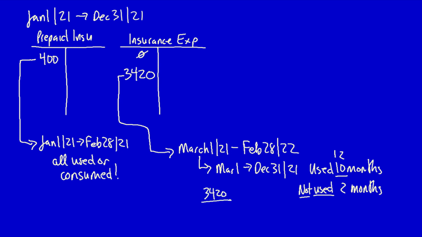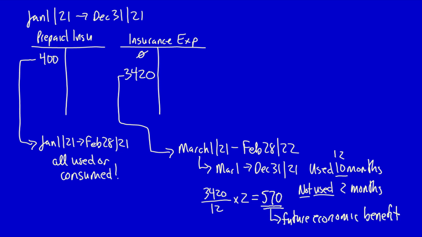$3,420 divided by 12 multiplied times the 2 months unused is equal to what? $570. $570 has future economic benefit. That $570 belongs as an asset on the statement of financial position. So on my T account, I want to put down, what do I want my prepaid insurance to be? I want my prepaid insurance to be $570. How do I get there?